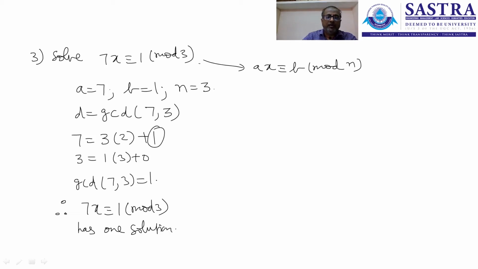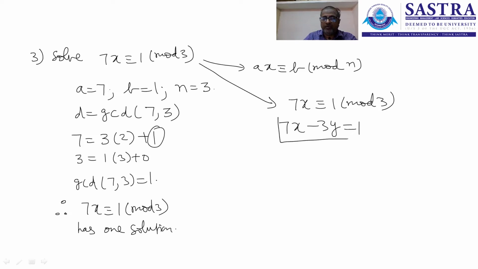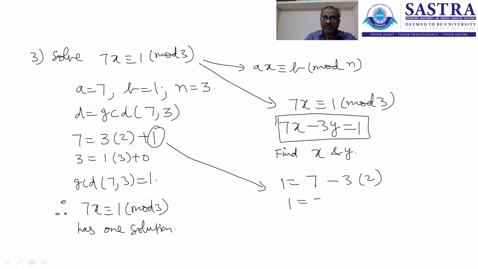Now, I will express 7x congruent to 1 mod 3 as 7x minus 3y is equal to 1. These two are the same. So now I have to find x and y. In fact, finding x itself is sufficient. Using this principle, I will express 1 is equal to 7 minus 3 into 2, which I can rewrite as 7 into 1 minus 3 into 2. Therefore, x is equal to 1 and y is equal to 2. Therefore, the required solution is x is equal to 1.